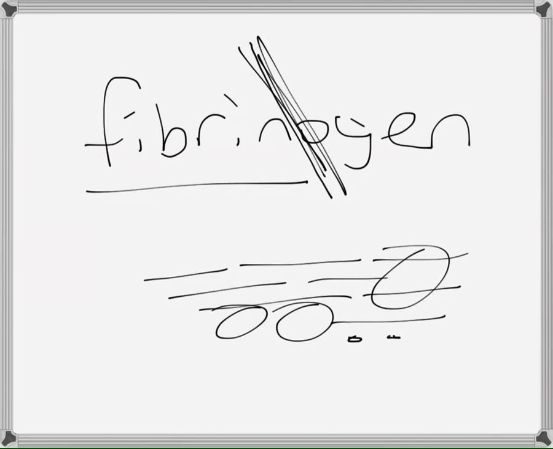Sickle cell anemia, right, is a disorder. We'll talk about a couple of disorders. Sickle cell anemia is a disorder where what happens? What's messed up? The hemoglobin, right? So the hemoglobin's messed up. And as a result, what happens?